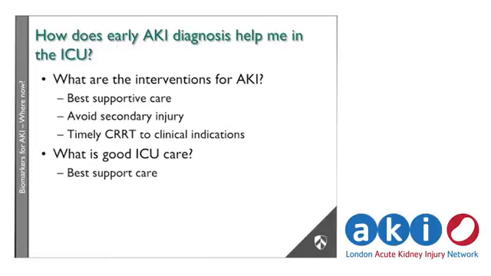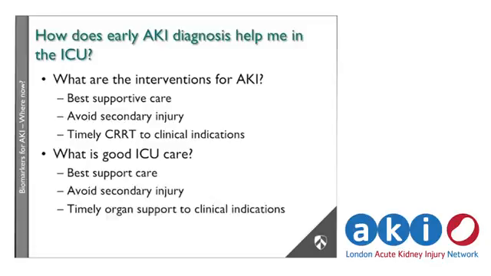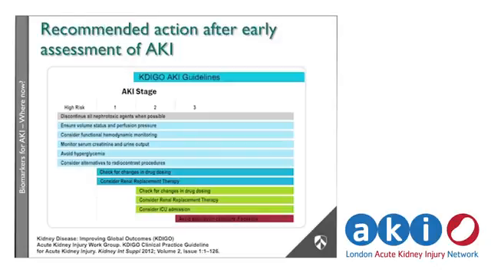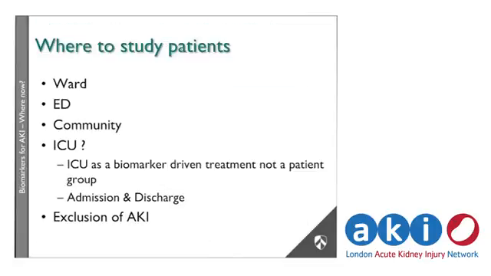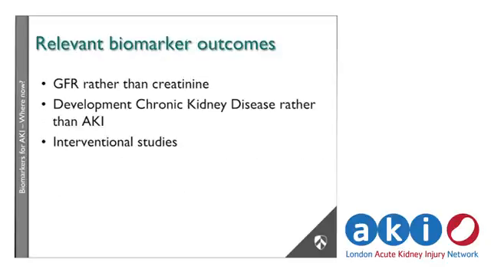What is good ICU care anyway? Best supportive care, avoiding secondary organ injury, and timely organ support according to clinical indications. So you could argue that making an AKI diagnosis in the ICU doesn't really affect your management. And the things in the AKI treatment bundles are relatively limited to these very supportive interventions. So it may be better to study patients in other settings such as the ward, the ED, or the community, and use ICU more as a biomarker-driven intervention than a place to study the biomarkers, okay? And it may be particularly useful in excluding AKI, in terms of people not needing ICU. So that's what I think.